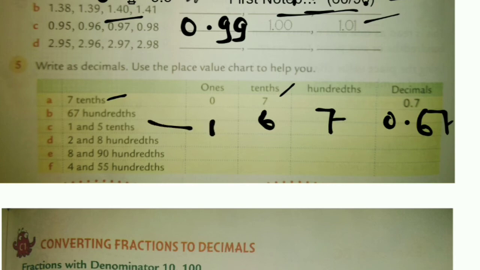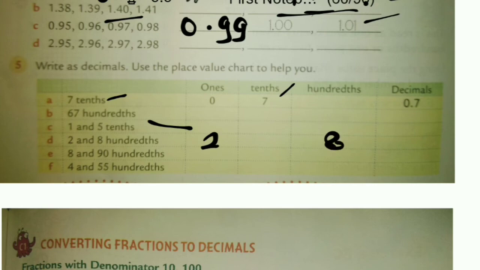This one is 1 and 5/10. 2 and 8/100. How to write 2 and 8/100? 2 is the ones place and the 8/100 we will write here. So how will we write this portion? 2.08. Like this we can write.